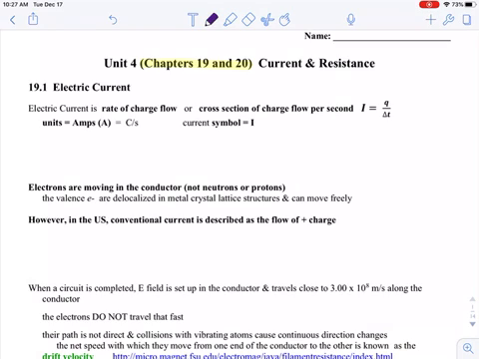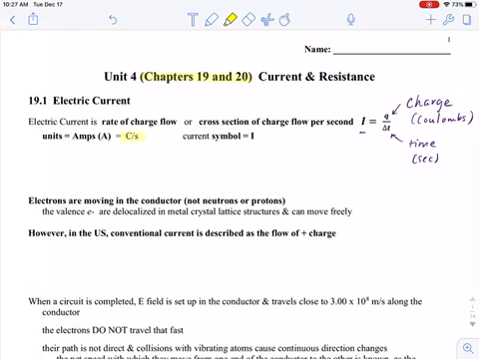Our first definition is the definition of electric current. Electric current is the rate of charge flow, or cross-section of charge flow per second. And current, which is represented with an I, is charge, so Q is charge in coulombs, over time in seconds. So the unit for current is a coulomb per second, and we've chosen to use Ampere's name.